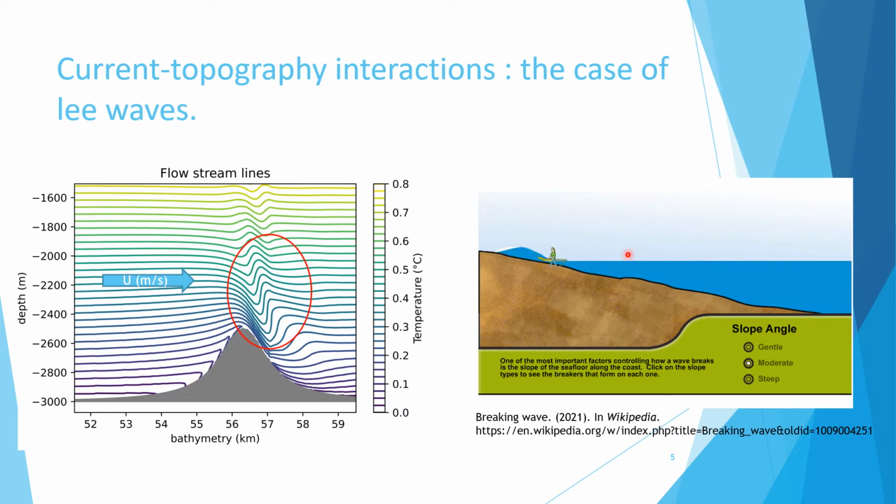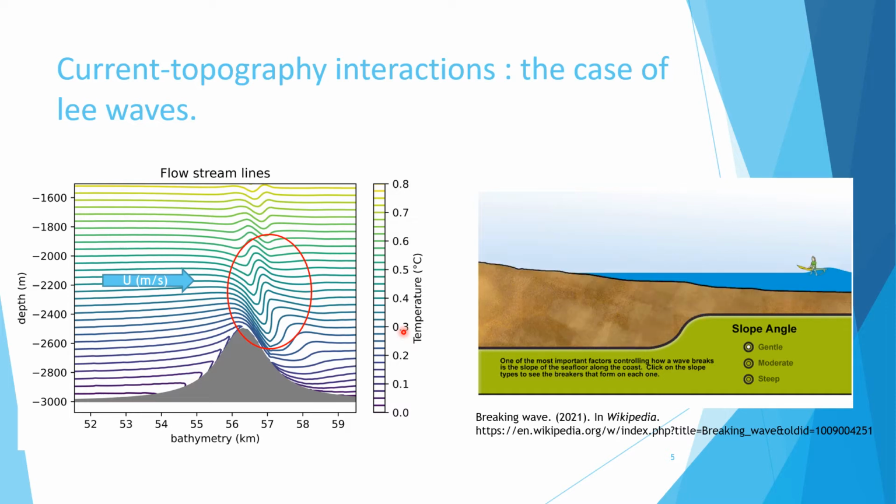Even if Lee waves are breaking in a way that is similar to beach waves, they are quite different. First, they are stationary waves, meaning that they do not propagate in the horizontal direction. And secondly, they steepen because of the nonlinearities in the flow, not because they are going over shallower and shallower water.